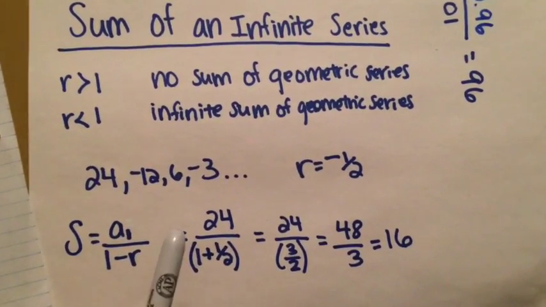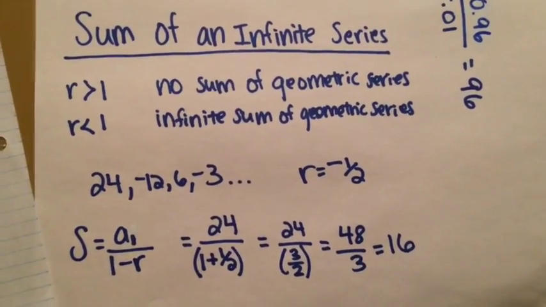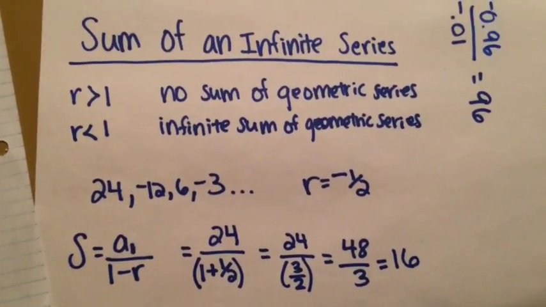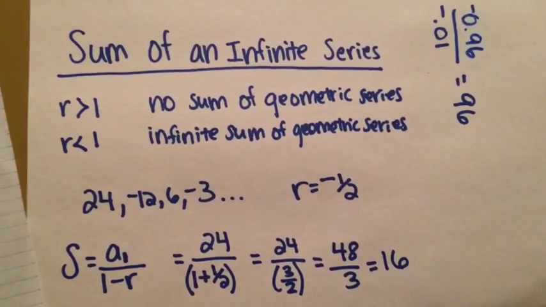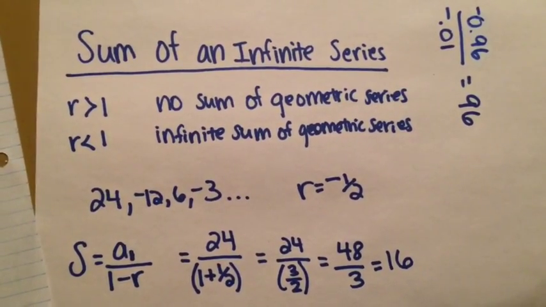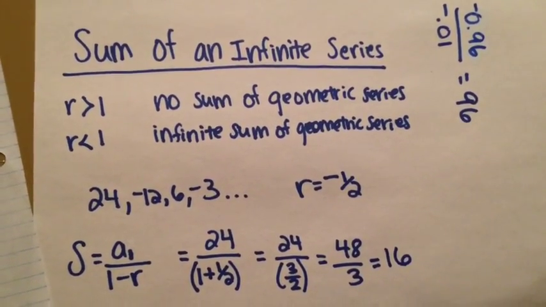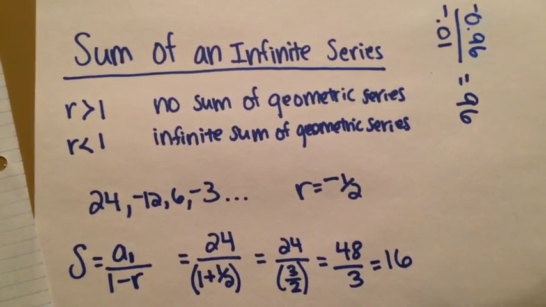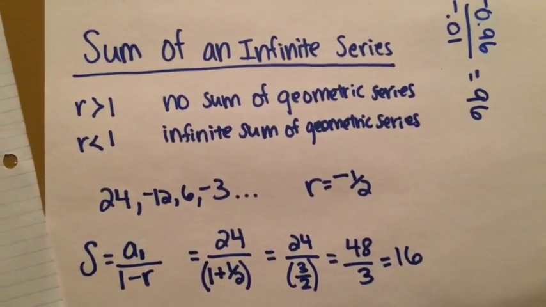So you would take the first term, which was 24, over 1 minus the ratio, which would equal 1 plus a half, and that would equal 24 over 3 halves. That would simplify to 48 over 3, and so your sum of this is 16.